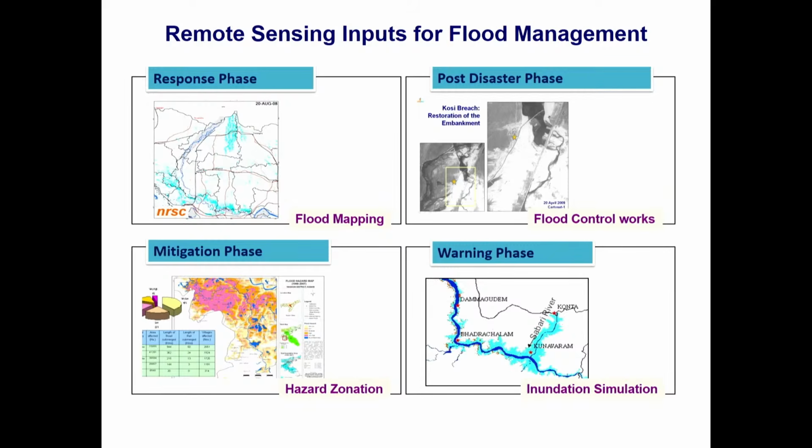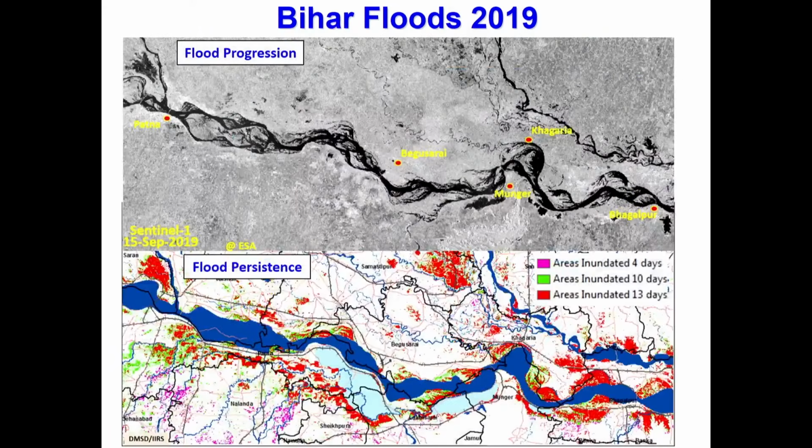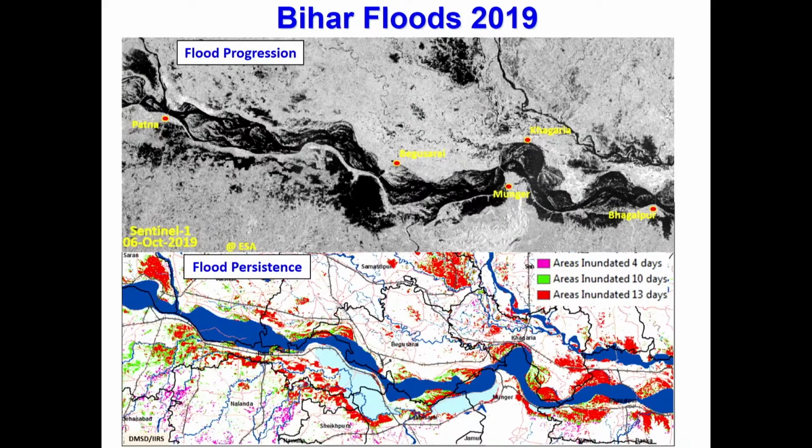Then you have the post-disaster phase. Once the disaster has happened, we are mapping the damages or the shifts in the embankments or the river course. That is post-disaster, for relief and rescue operations. And the third is the mitigation phase, where we are trying to prepare a hazard zonation map, trying to identify the areas which are vulnerable. And there is a warning phase, where based upon hydrological simulations or other kinds of analysis, we are trying to predict the areas which could be impacted under a certain scenario.